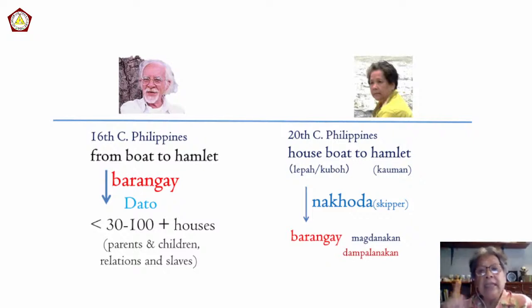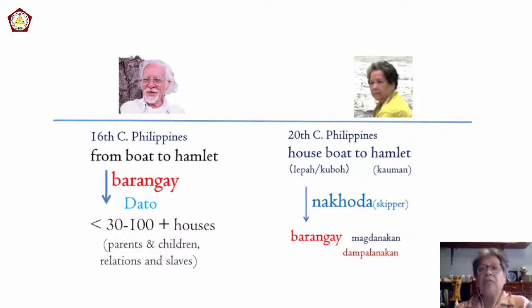Until Islam came, the datu became panglima. But still the datu in the IP communities in Mindanao, it's called datu. In my language, datu means rich. Uy, datu ka na karon, no? Yeah, no? It means rich. Then he says like 30 to 100 houses comprising of parents, children, relations, and slaves.